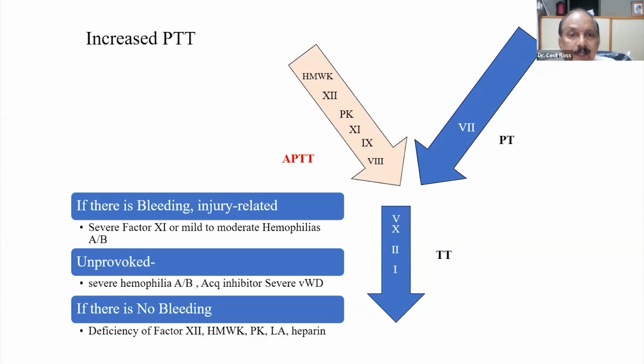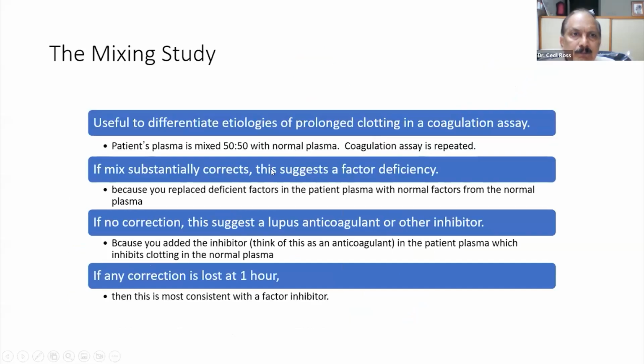If there is no bleeding and the APTT is prolonged, then you think whether the person has got deficiency of factor 12, high molecular weight kininogen, prekallikrein, lupus anticoagulant, heparin, and so on and so forth. So this is how you look at it when the person has got an APTT that is prolonged.